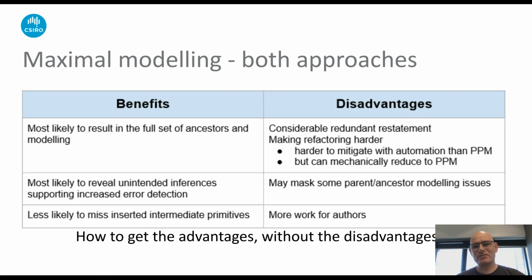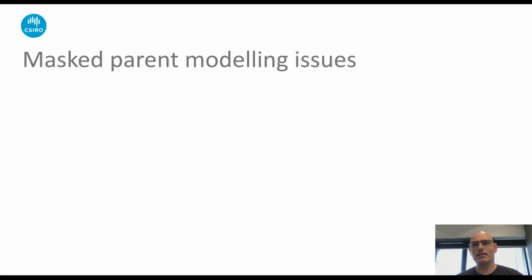That said, you might actually mask some of those in the same way as the previous approach, which I'll talk about more in a moment. And there's a lot of redundant restatement, which makes it very difficult to manage that content and mitigate with automation. Although I suppose you could mechanically reduce to the proximal primitive modelling if you needed to. So I guess the real question is how do you get the advantages of all of these approaches without also taking the disadvantages of them? Is there a way to do that?